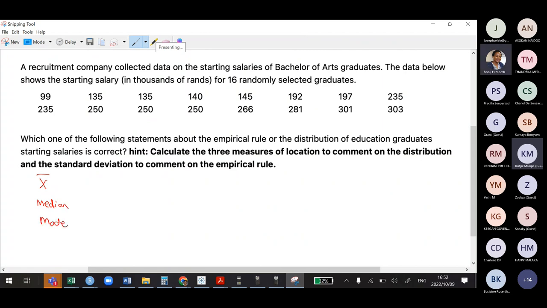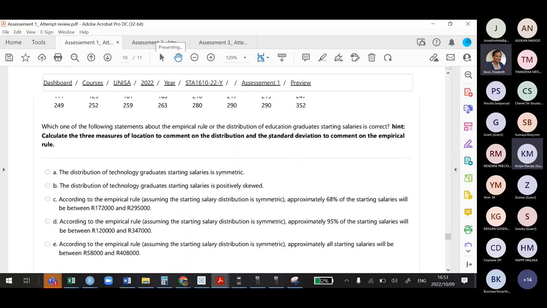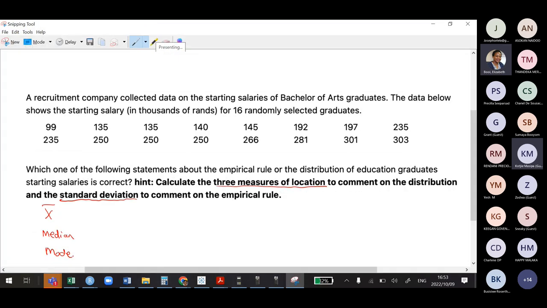But also, on this one, the questions are actually different because on this one, it says, calculate the measures of location and comment on the distribution and the standard deviation, and the standard deviation on the empirical rule. So we need to do all that: the mean, the median, and then the standard deviation.